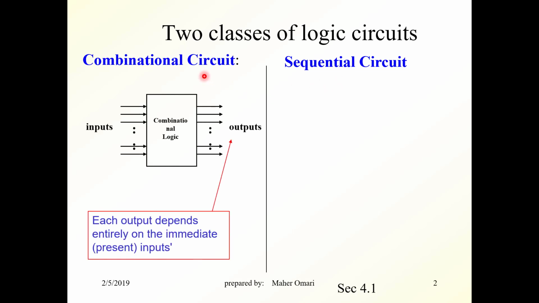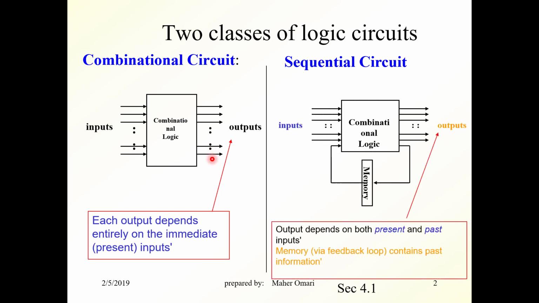In combinational circuits, the circuit consists of inputs and outputs. Now, the outputs are dependent on the present input. Each output depends entirely on the immediate input, on the present input. It has no relation with the past input. While in sequential circuits, we have feedback from the output into the input through a memory. So the output does not only depend on the present input, it also depends on the past input, and we will consider this sometime later.